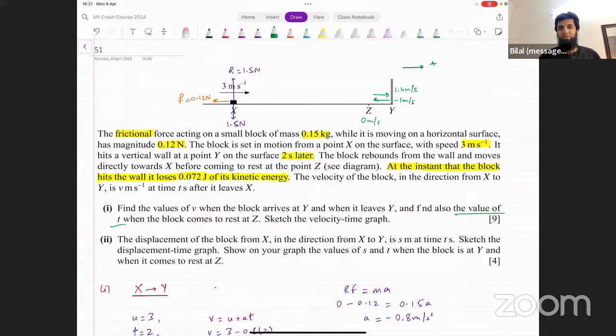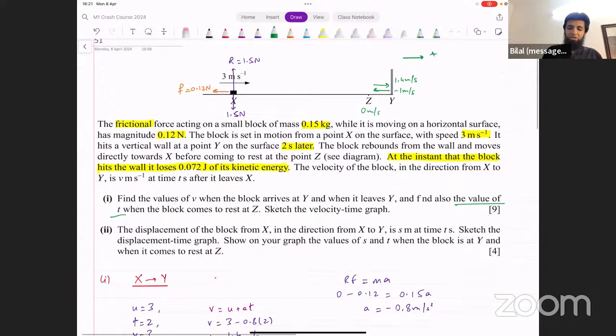It's the same surface and the same block. So the friction between the two surfaces is going to remain the same. There's no other force acting apart from friction. So the friction that was acting from x to y, that's the same friction that's acting from y to z. When it's moving from y to z, friction is now going to act in the right direction.